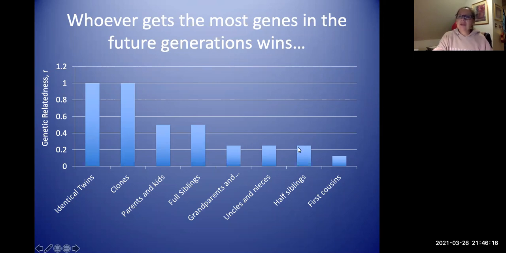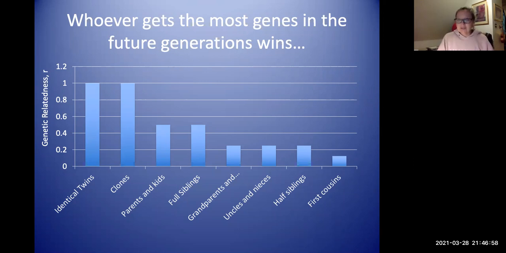Okay, and then as we go down relatedness, we just cut this in half. So grandparents and grandkids, they're 25% related. Uncles and nieces, or aunts and nephews, or aunts and nieces, or uncles and nephews, they are also 25% related to each other. We're just chopping it in half. Half siblings. So let's say that your parents got remarried and your mom had another kid. Instead of being 50% related, as you would be to your full sibling, to your half sibling you are 25% related.